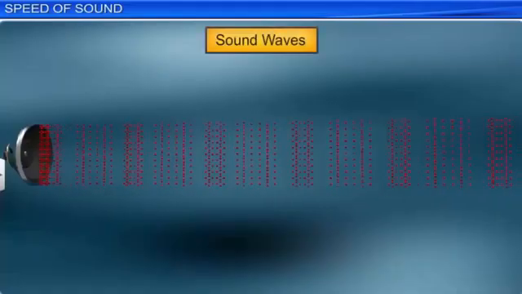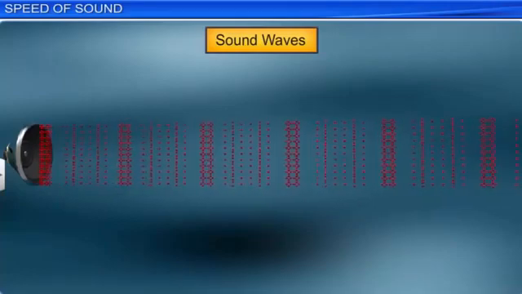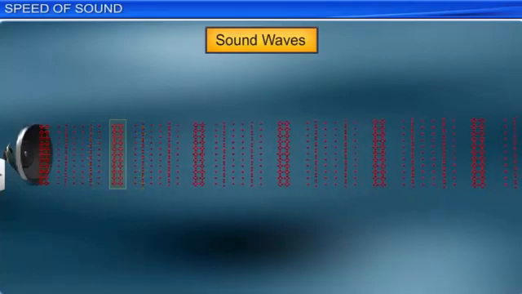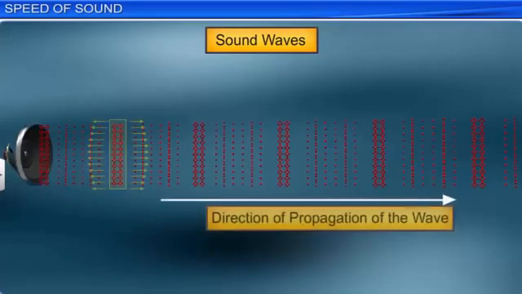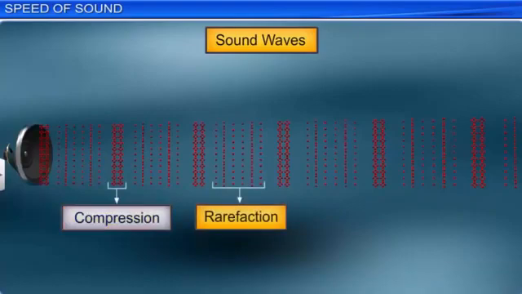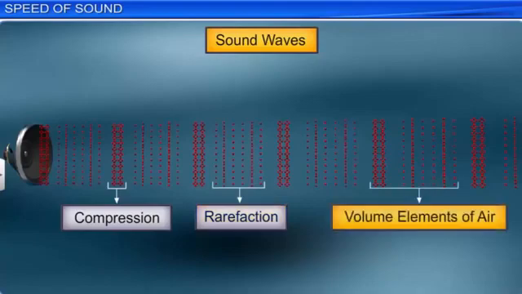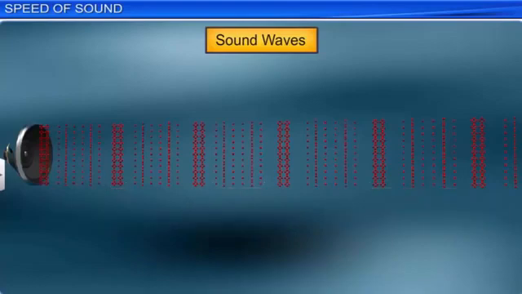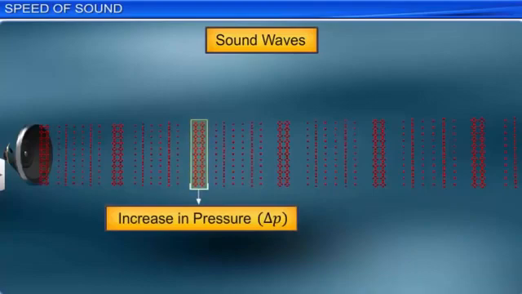Sound waves, which are longitudinal waves, propagate with the vibrations of the particles of a medium in the direction of propagation of the waves. Sound waves in air consist of propagating compressions and rarefactions of small volume elements of air. In the region of compressions, there is an increase of pressure delta P, due to which the volume V of the elemental volume decreases by delta V.